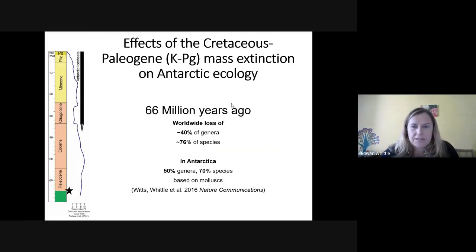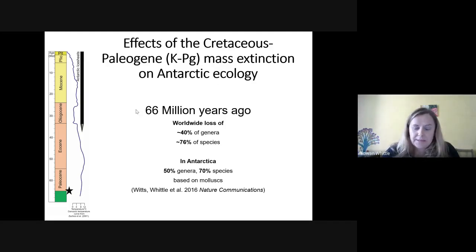As I said, I've been looking through the Cenozoic, and the first thing that happened in the Cenozoic is 66 million years ago, at the boundary between the Cretaceous and the Paleogene, there was a mass extinction, the KPG mass extinction. This is one of Earth's 5 big mass extinctions, and it's the last one before modern animals arose. It occurred 66 million years ago, with a worldwide loss of 40% of genera and 76% of species.